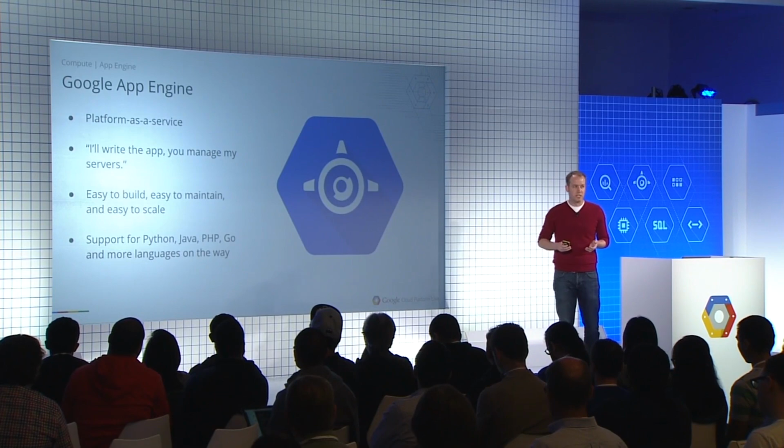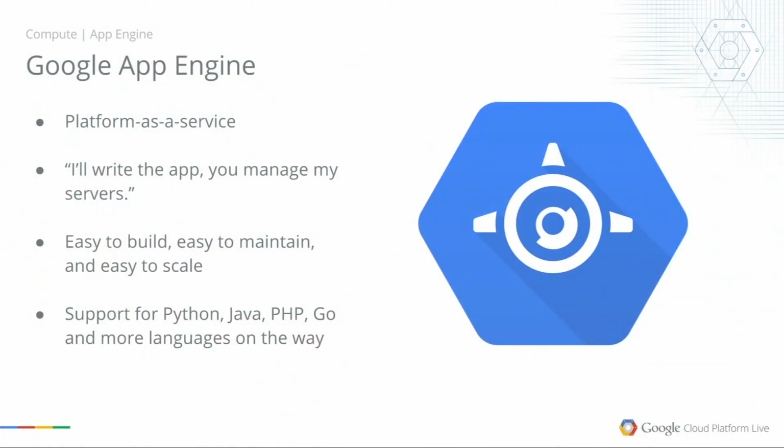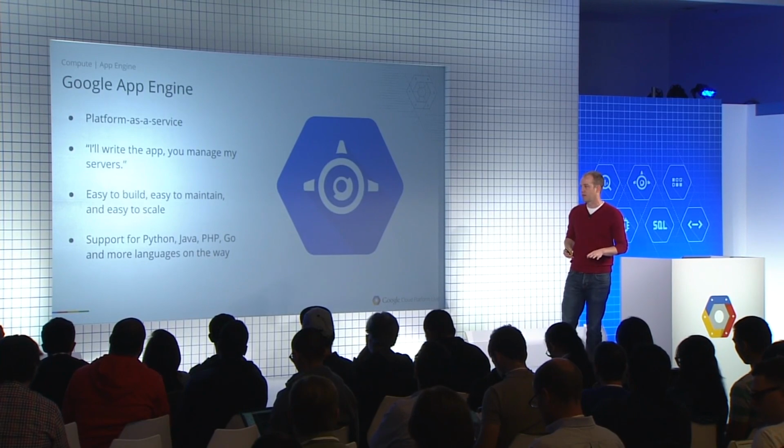And that really is the heart of what App Engine is trying to solve. We want to be the platform as a service so that you guys don't need to worry about it and you can focus on just writing your application. So App Engine is pretty much you write the app, you deploy it up to our servers, and we will handle scaling and load balancing and updates and traffic splitting and all of that functionality for you. They are really easy to build, easy to maintain, and easy to scale applications.